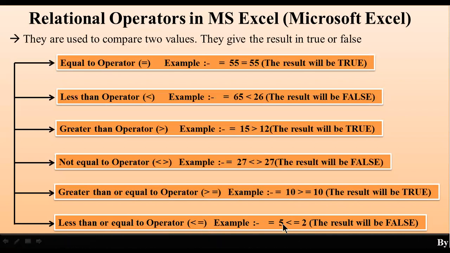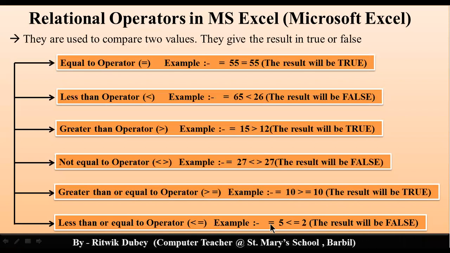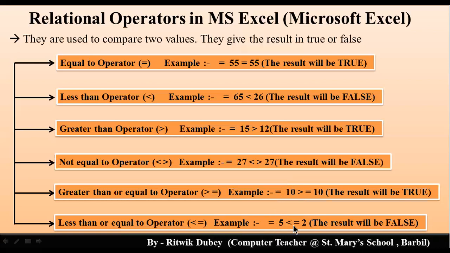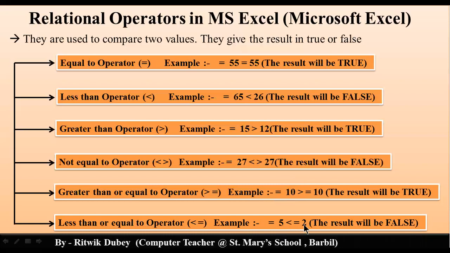For example, 5 is less than or equal to 2. See, the is equal to which I have used before 5 is actually the rule. I have to follow the rule now. What is the rule? In MS Excel, the formula will begin with an is equal to sign. For that reason, I have used is equal to here. Please focus here. This is the main statement.